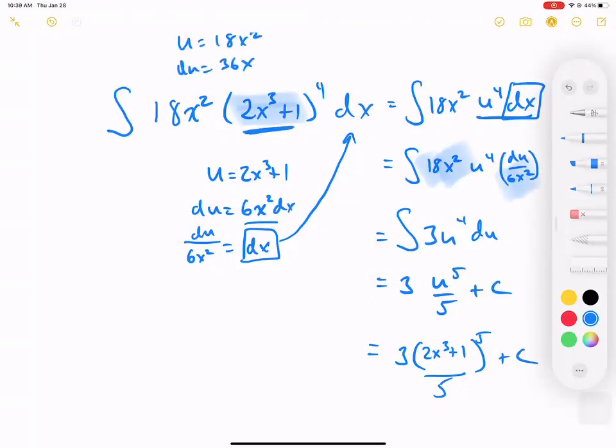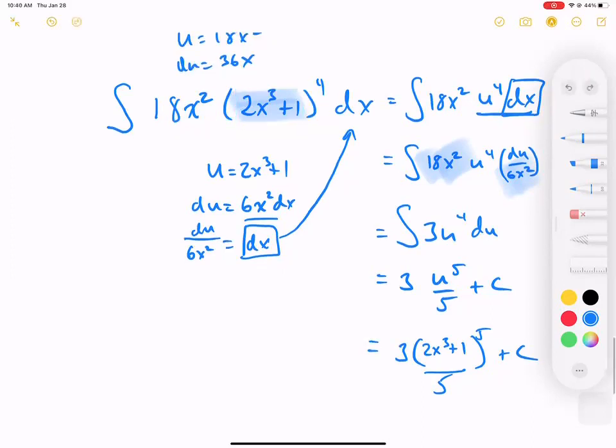So you can choose whatever you want. But the trick is pick a u that will cancel out the stuff you don't want. So if I choose the 2x cubed, the derivative would be 6x squared, which gets rid of this other term I'd rather not have here. Now, it's a lot more obvious with trig functions, but let me give you another one.